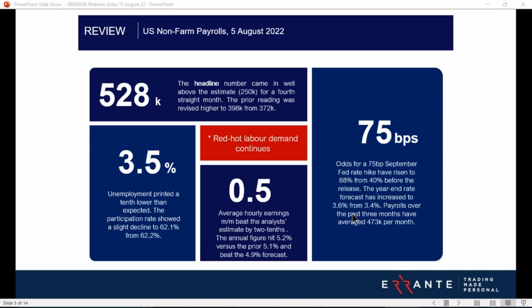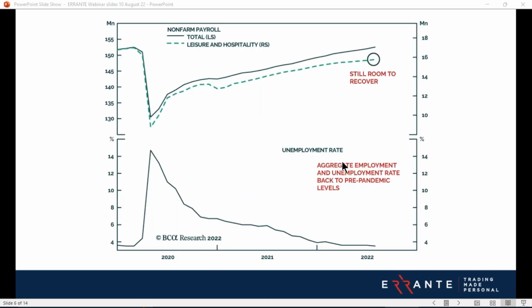And I've put in there that payrolls in the last 3 months have averaged nearly 500,000 per month, so really strong reports that we saw. I put in a chart here just to illustrate. It's from BCA Research. They offer the series of non-farm payrolls since the beginning of 2020, and it shows the total number of jobs is now back to pre-pandemic levels. This top chart here is pretty much back to that.